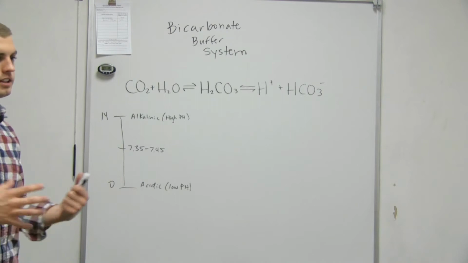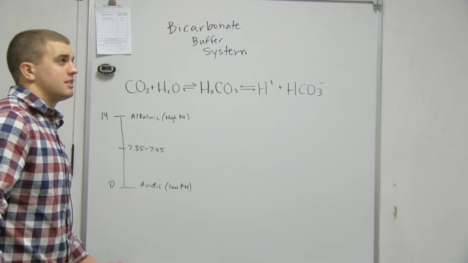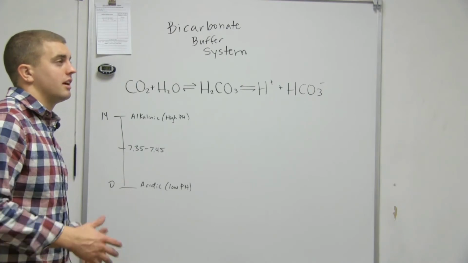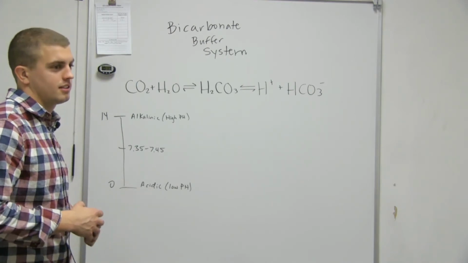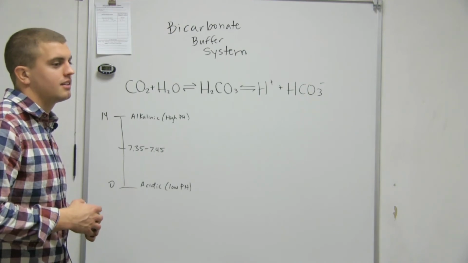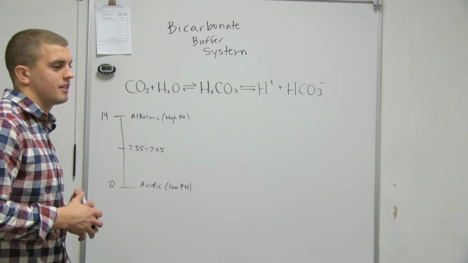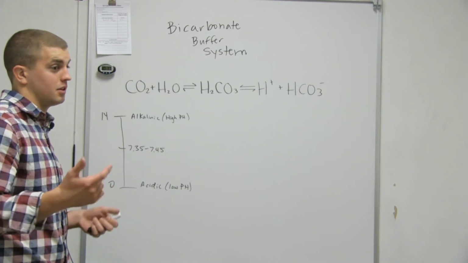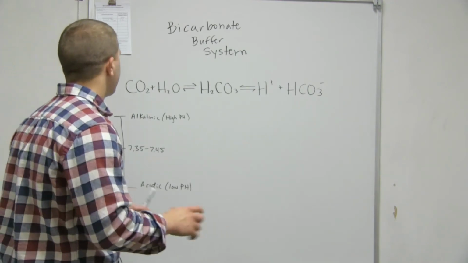So if on the test somebody says your blood has a pH level of 6, would it be acidic or basic? Acidic, just because it's below 7, right? Yes. You'd probably be in big trouble if it was that low, so hopefully it won't.